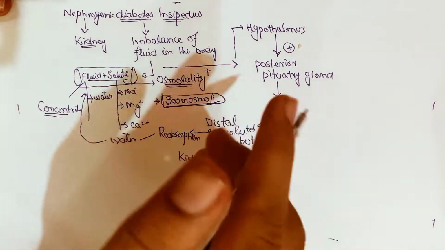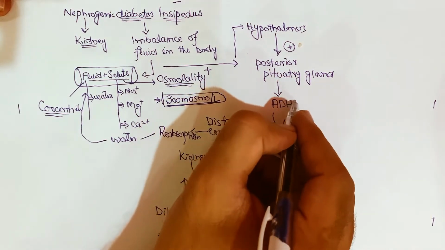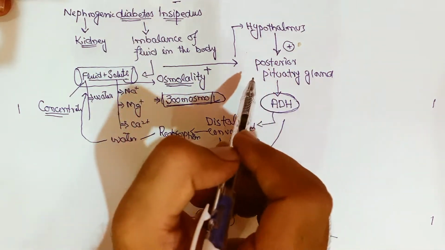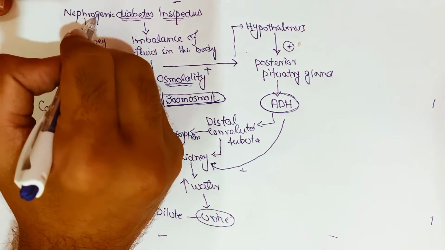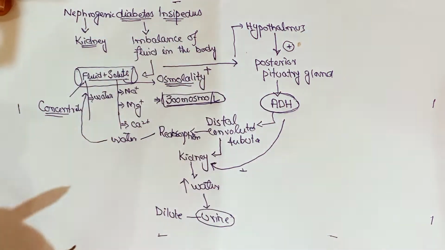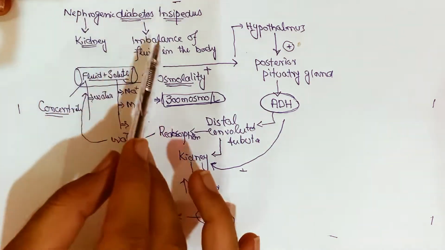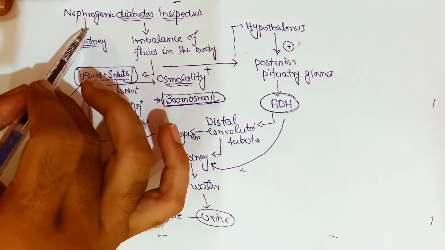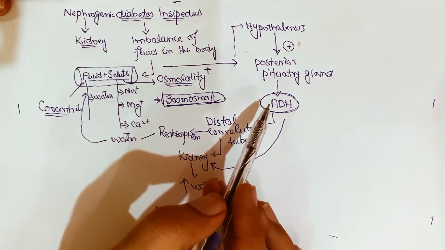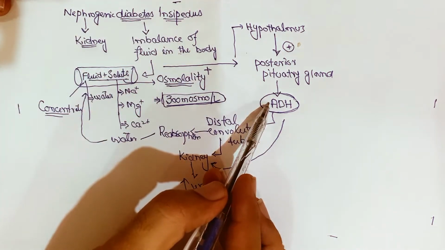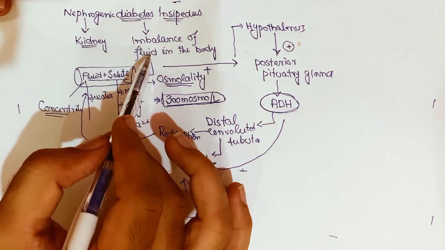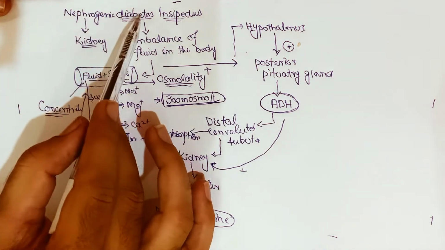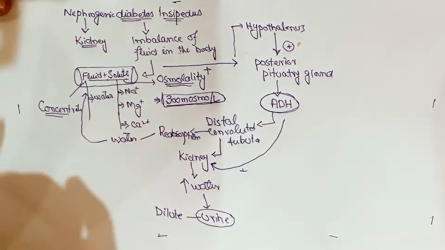So when the kidney does not respond to this ADH, a condition is produced which is known as nephrogenic diabetes insipidus. It means the disorder, the imbalance of fluid in the blood vessels, occurs due to the no-response of the kidney to ADH. This condition is known as nephrogenic diabetes insipidus.